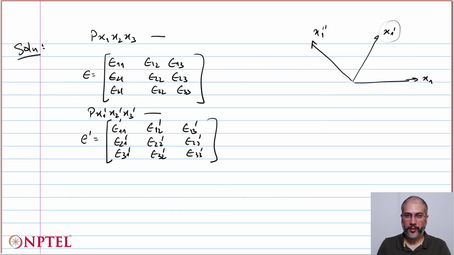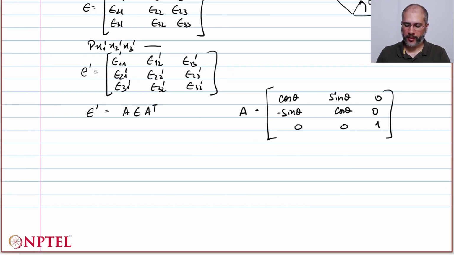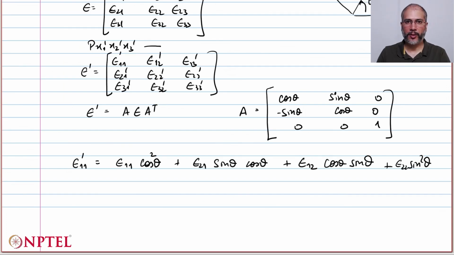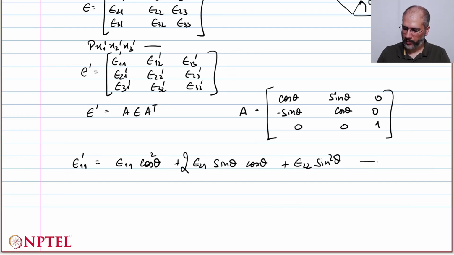Now there's a relationship between these two using the tensor transformation property. So I can write epsilon prime as A epsilon A transpose, where A is a transformation matrix. So when I substitute all these, I get epsilon 1 1 prime as this equation. And we can see that epsilon 2 1 and epsilon 1 2 are the same, so I can just write this twice and this is gone. So this I'll call equation 1.